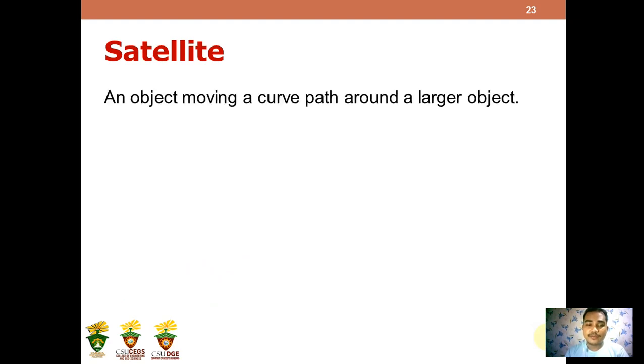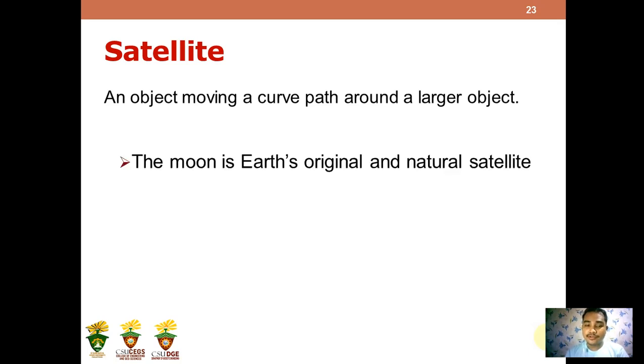So first, let us define what a satellite is. When we say satellite, it is an object moving in a curved path around a larger object. So in general terms, a satellite is an object that revolves, revolve being the right term, around an object which is larger than it. So the moon is one of the original and natural satellites. The Earth has one moon, so the moon is considered a natural satellite.